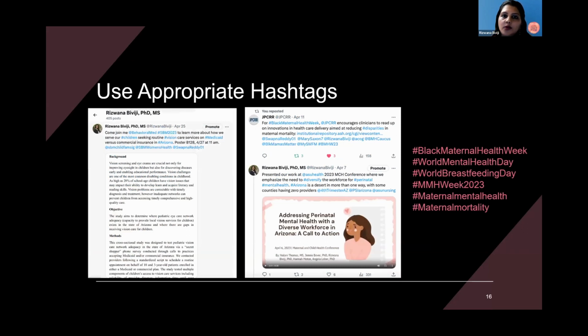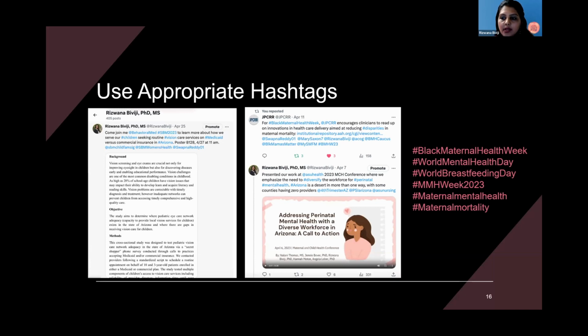Next is to use appropriate hashtags. This is, again, very relevant, especially when you're building your professional identity in the space of advocacy, is to research and use relevant hashtags to increase the visibility of your content. Hashtags can help your post reach a broader audience and connect with others who are discussing similar issues.